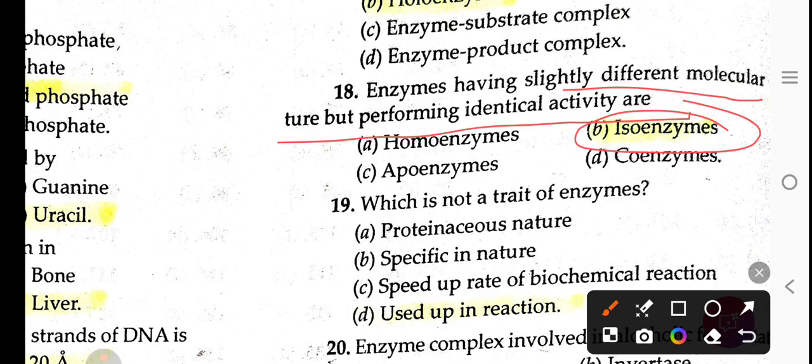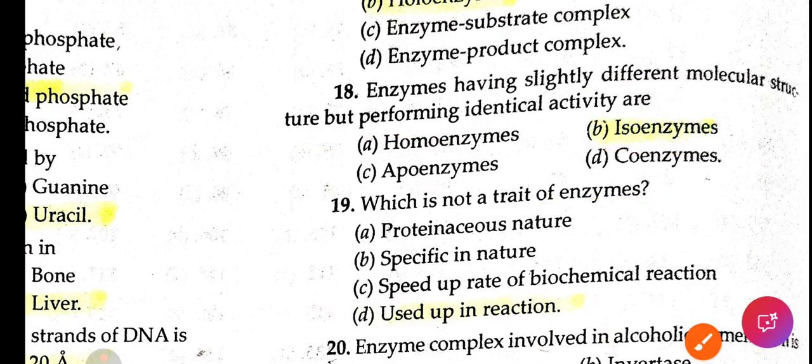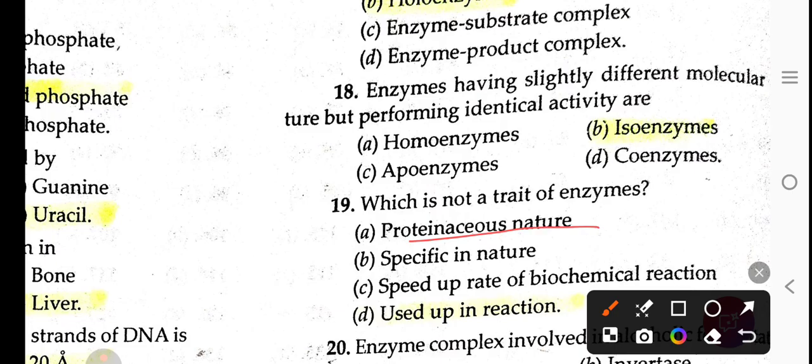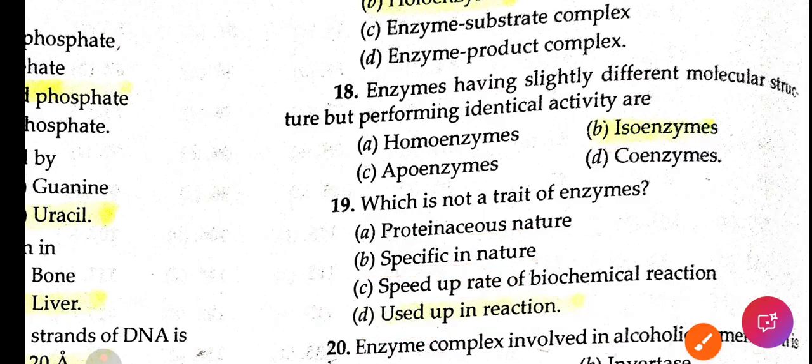Which one is not a trait of enzyme? So enzymes are proteinaceous in nature, they are specific in nature, they speed up the rate of any biochemical reaction, but they are not used up in the reaction. So option number D is the right answer. This is a property-based question from enzymes.